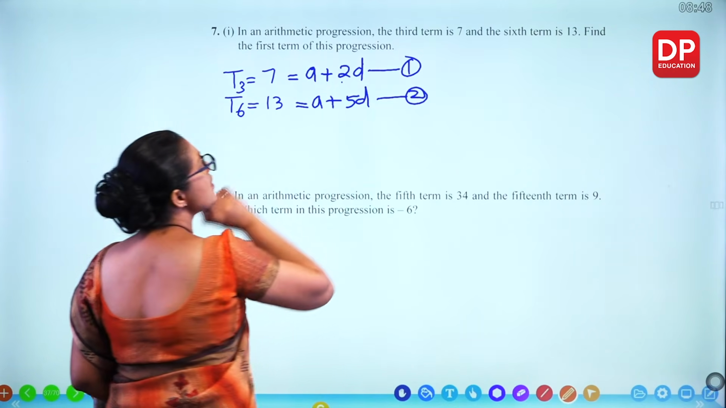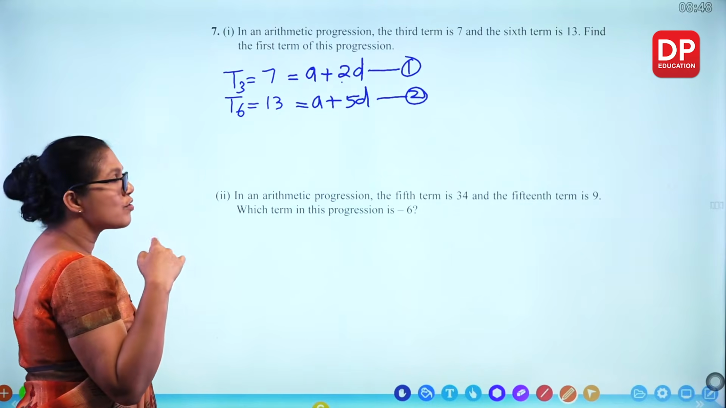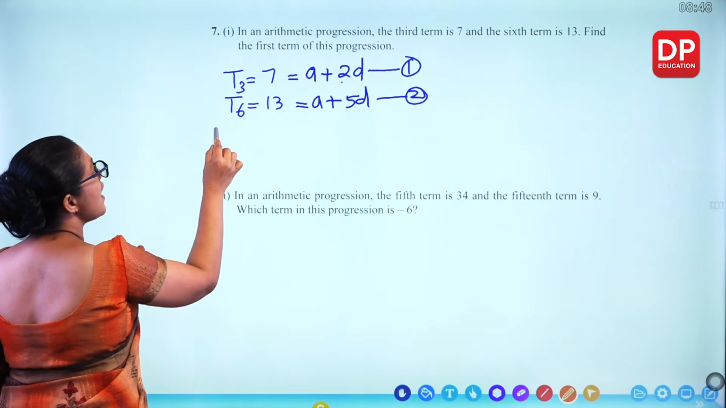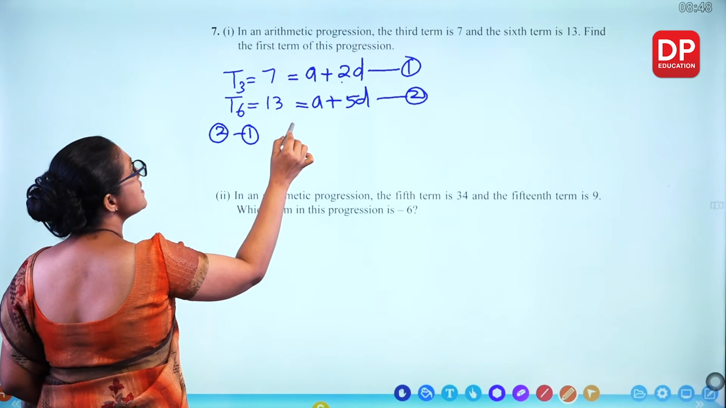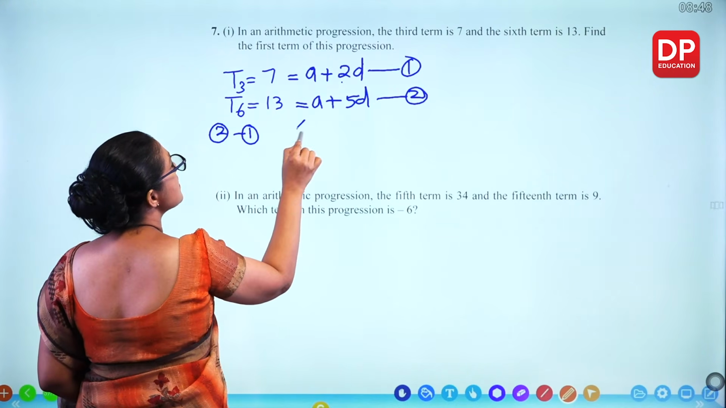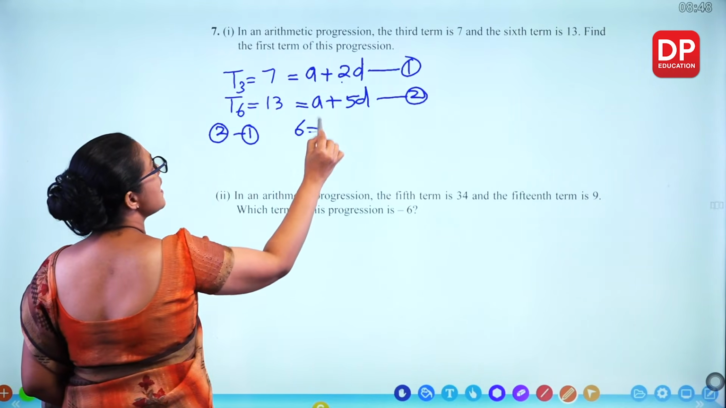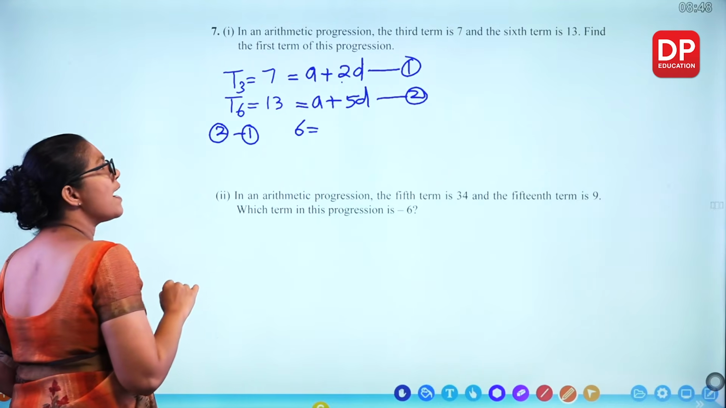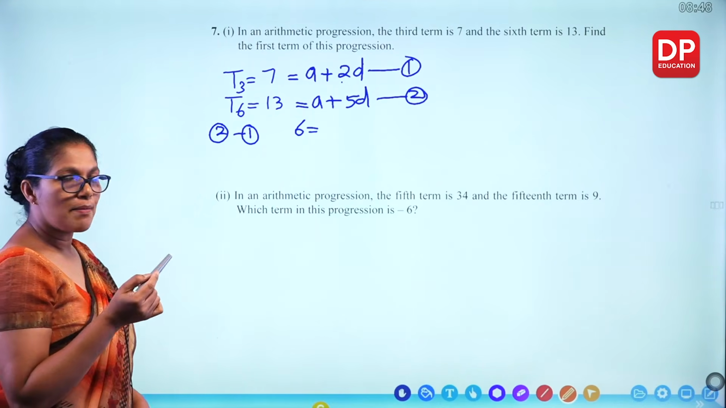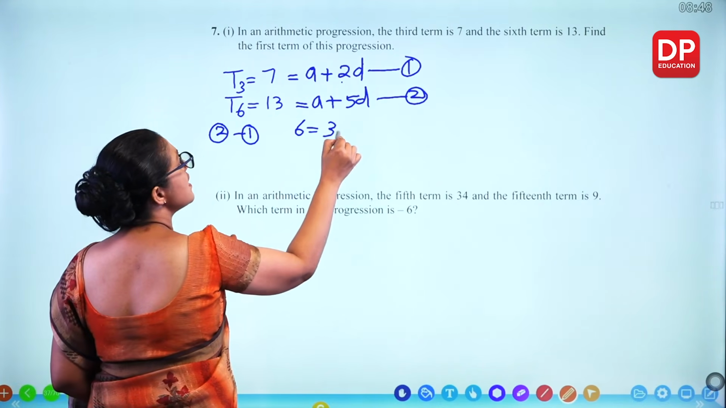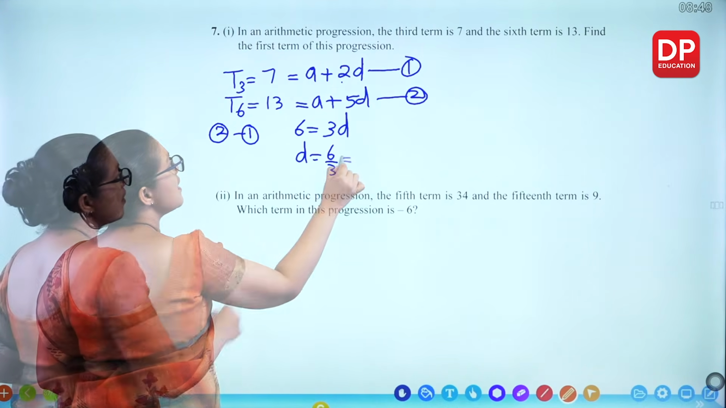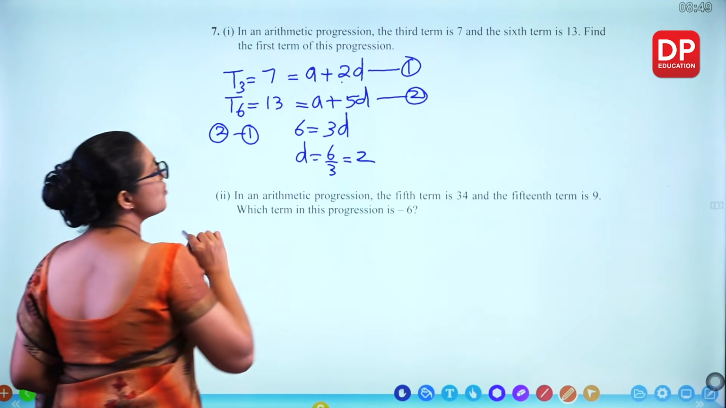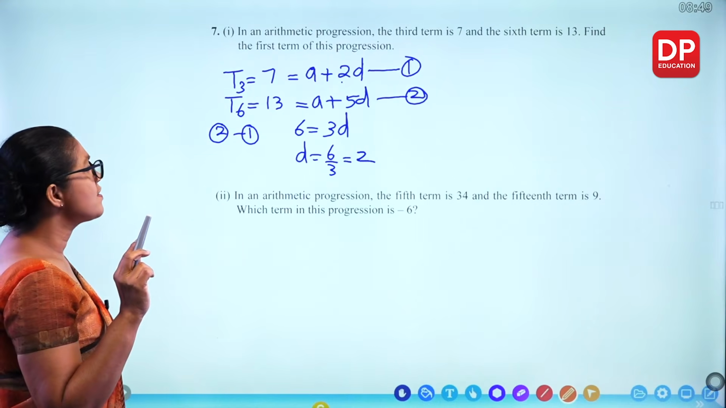That's your second equation. Subtract to get rid of one variable. I'll do 2 minus 1. 13 minus 7 is, what's 13 minus 7? You get 6. A gets cancelled out. 5d minus 2d, 5d minus 2d is 3d. So what's d? 6 divided by 3. 6 divided by 3 is 2. Now we found out the difference is 2.